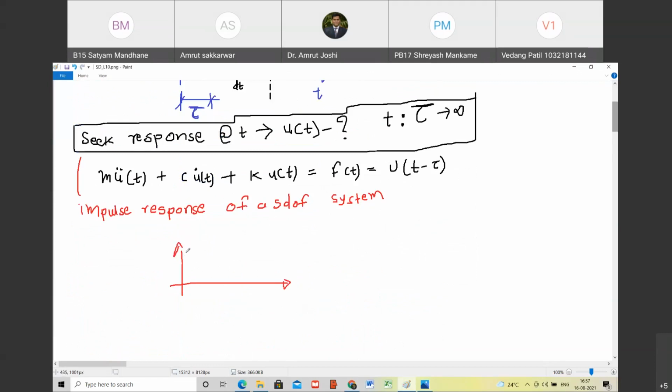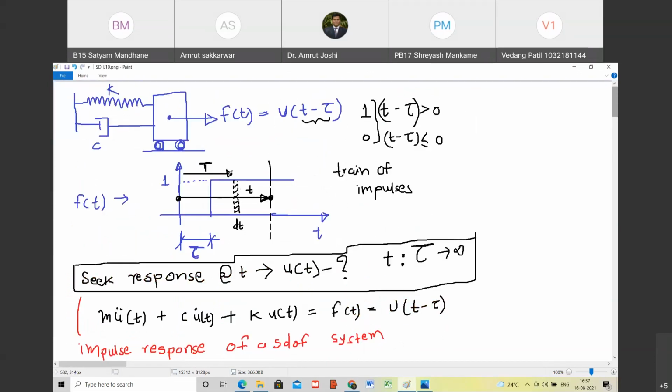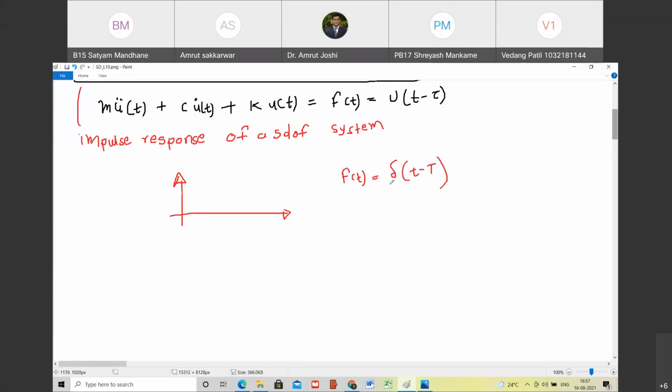Let me try to answer that question. So let us say f of t would have been delta (t minus capital T). So what is capital T? Capital T is the time at which that unit impulse is applied. Are you with me? Yes, sir. If only this unit impulse keeps acting on this system, how will this function look? Tell me, how does this function look like? This is time.